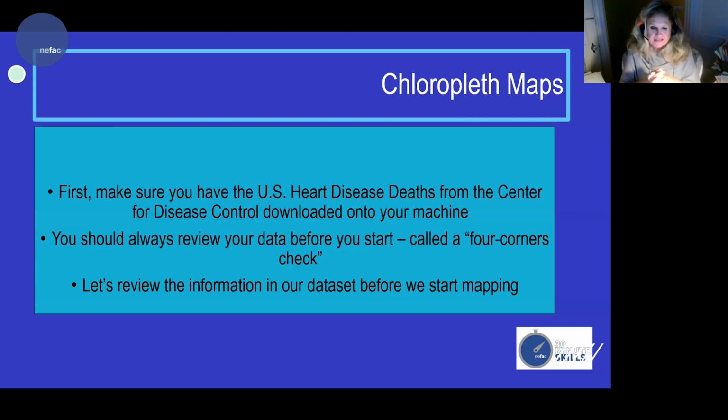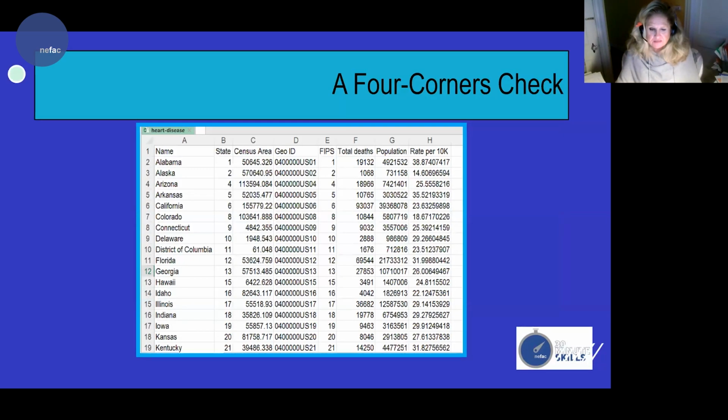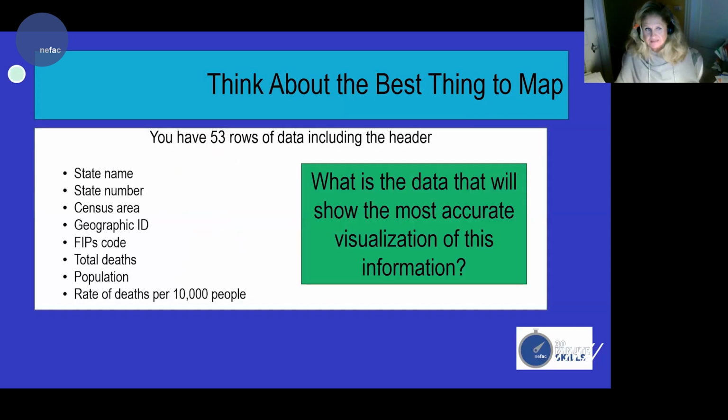And as we always do with any data set, what I teach my students at BU is we do a 4 corners check. This is an Excel file, it's a CSV file, comma separated file. And there's, I believe, 53 rows in it, including the header row. So you always want to look at your data first to understand the 4 corners of it. What do you have? We only have a couple of columns here. It's not that complicated of a data set, and it has information about heart disease deaths in each US state. And this is where you have to think about what's the right data that I should visualize in my map, because we don't want to visualize all of these columns.